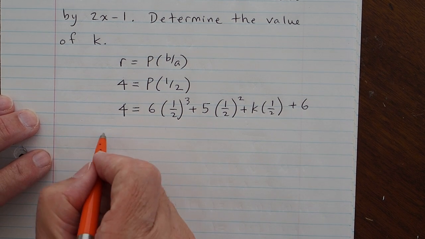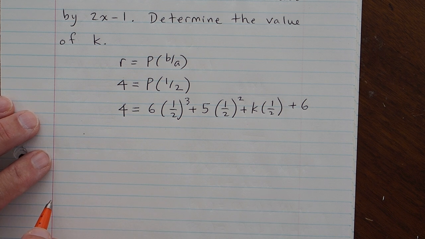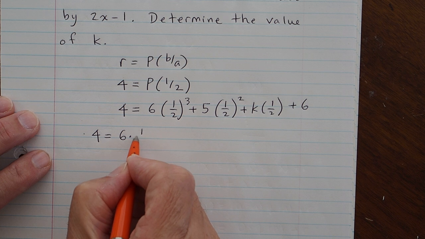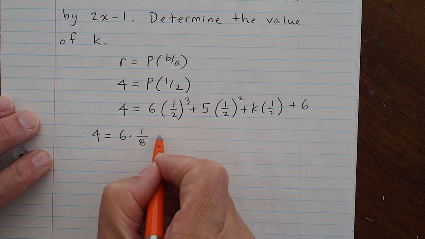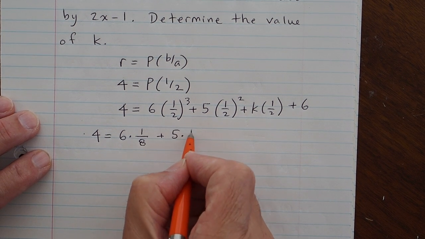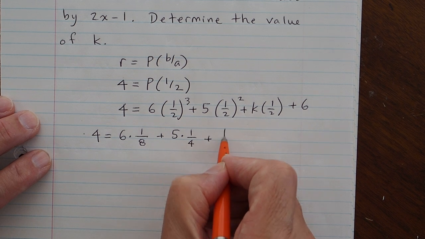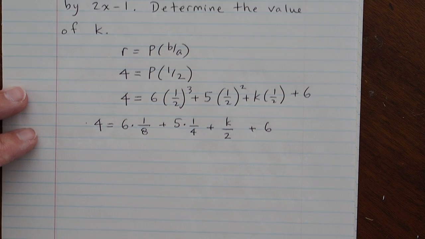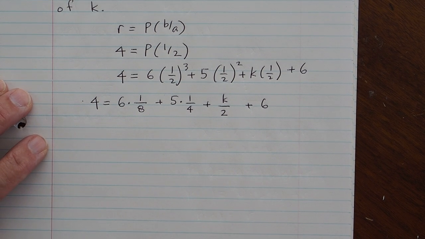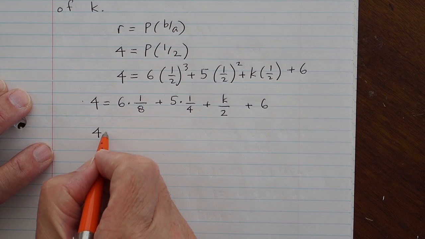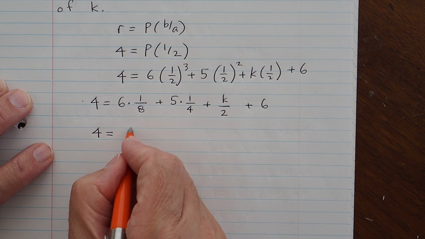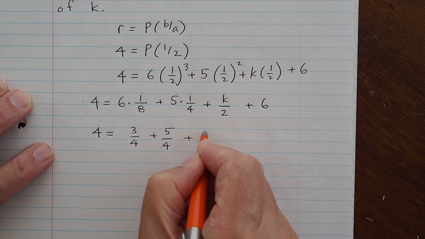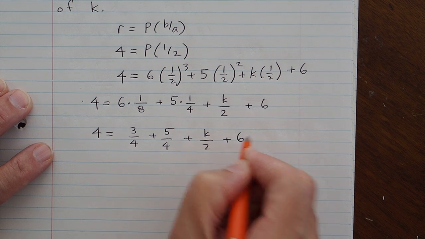Let's simplify. So, giving myself some room, I'll move a little bit to the left. 4 equals 6 times 1/8 plus 5 times 1/4 plus k over 2 plus 6. Simplifying a little, 4 equals, now 6 over 8, that's 3/4, right? Plus 5/4 plus k over 2 plus 6.